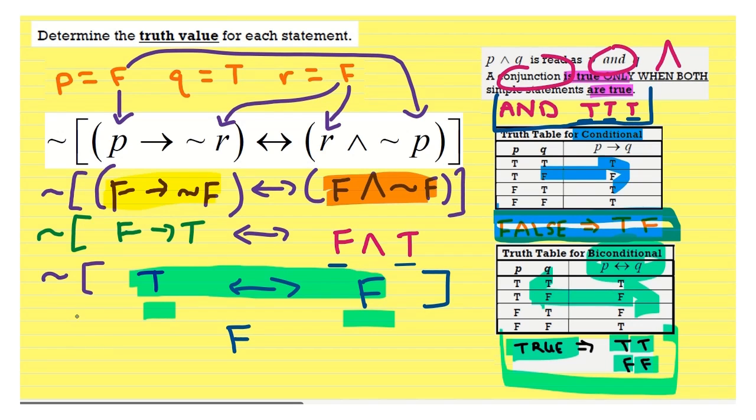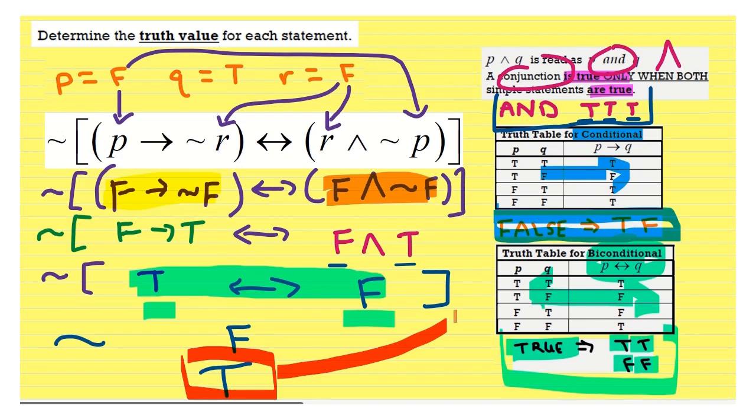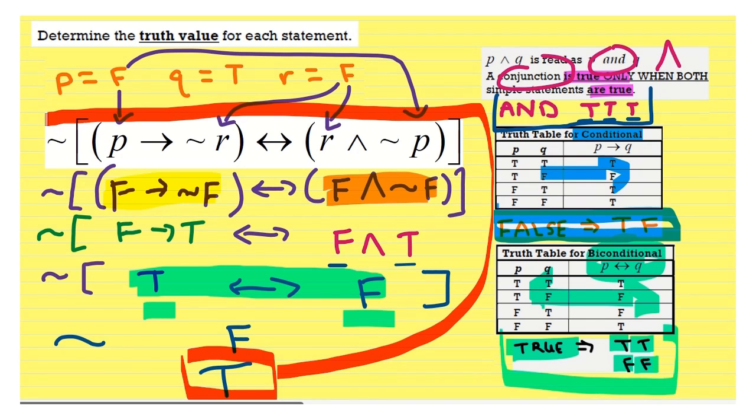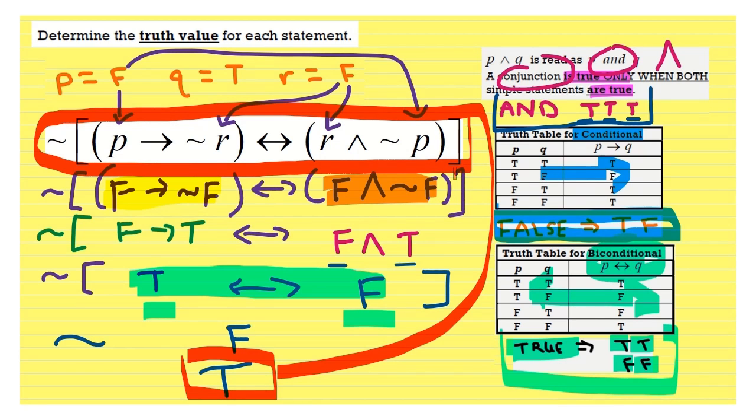But again, I have my not out here the whole time. So not false means that it is actually true. So true is my final truth value for my original symbolic statement up here.